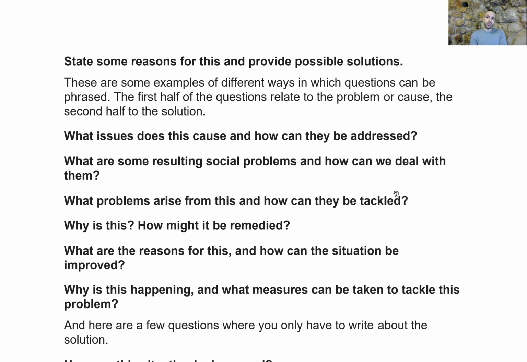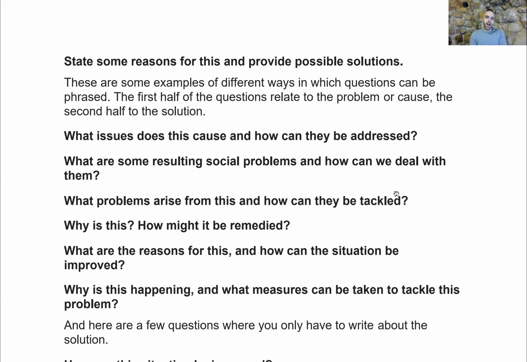So issues is a synonym of problems. Next question: what are some resulting social problems and how can we deal with them? So that's problem and solution. How can we deal means solution. What problems arise from this and how can they be tackled? So problems, and how can they be tackled means solutions.